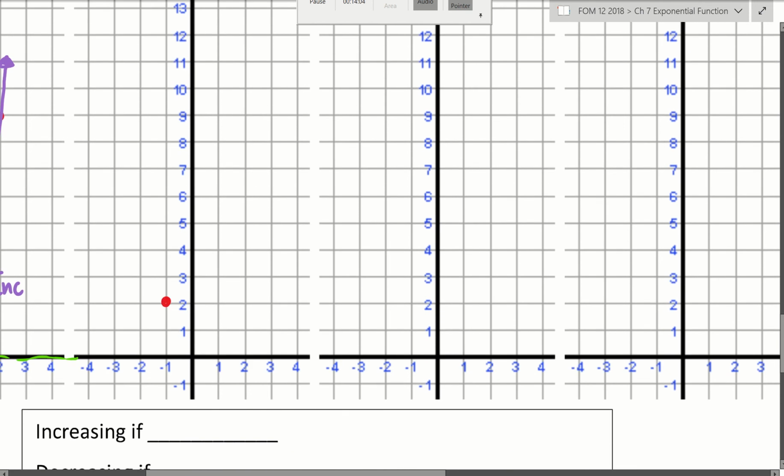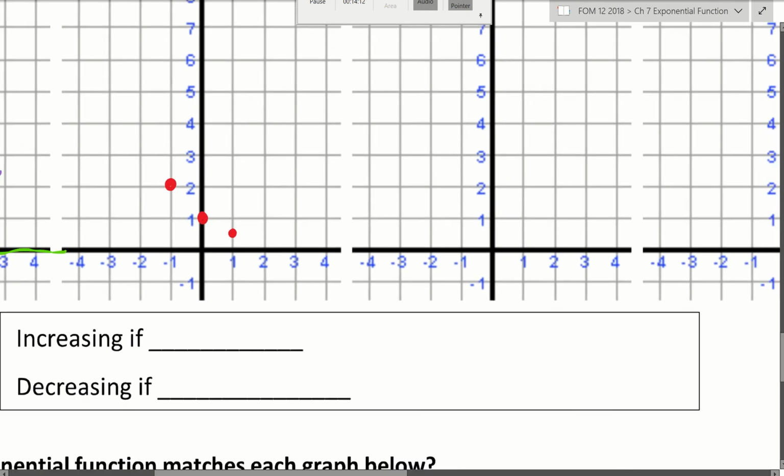The next point is what? It's 0, 1, so it's here. The next point is 1, 1/2, which is here. The next point is 2, 1/4, which is here. Now this is obviously a decreasing graph. You can see that. It's approaching that 0 but never touching it. Again, that's a horizontal asymptote. So this graph is decreasing, right?